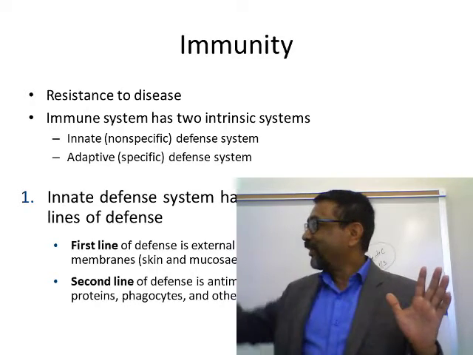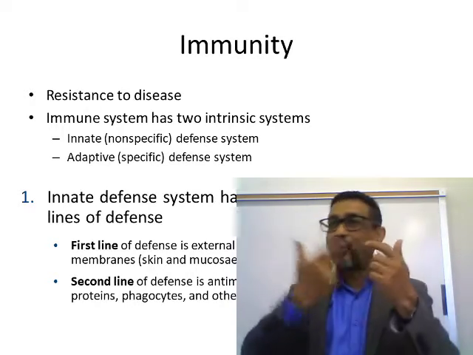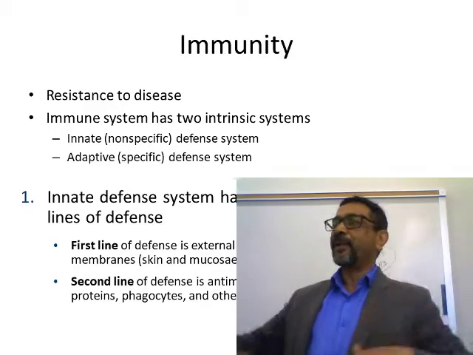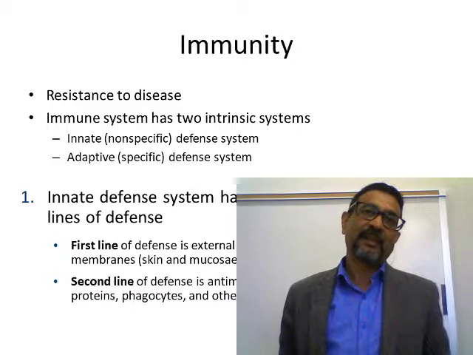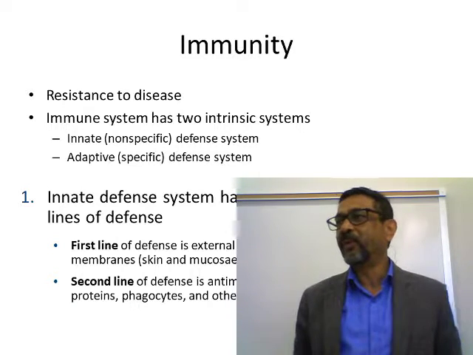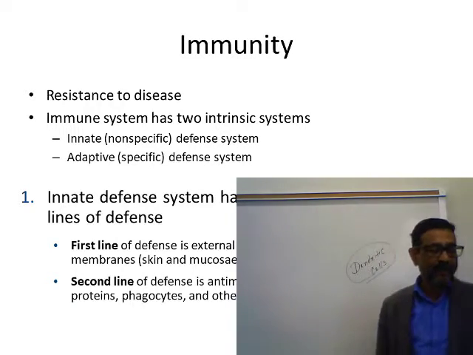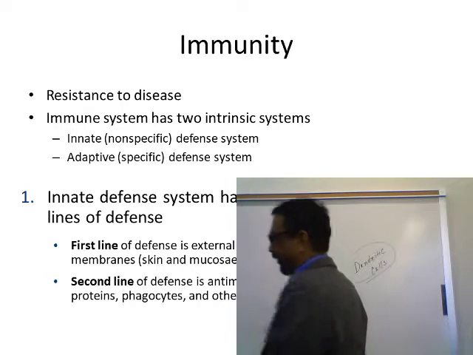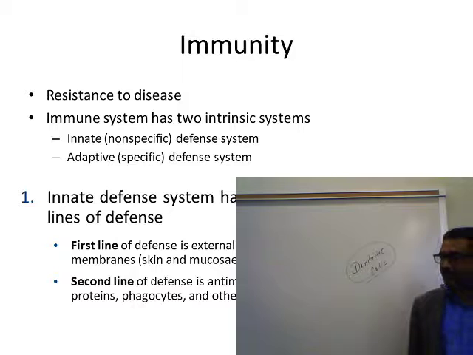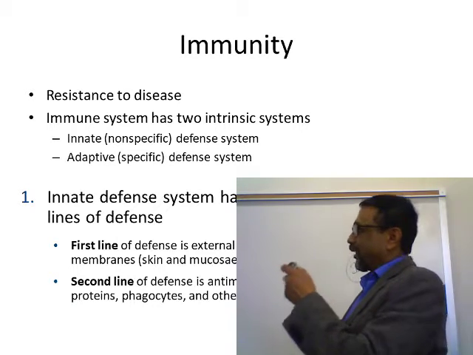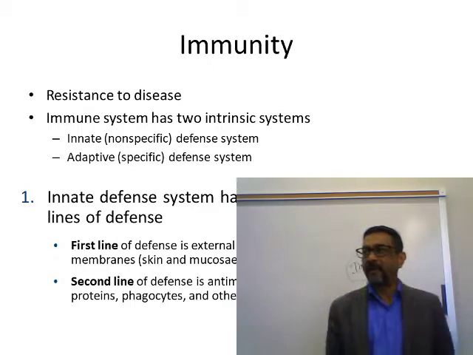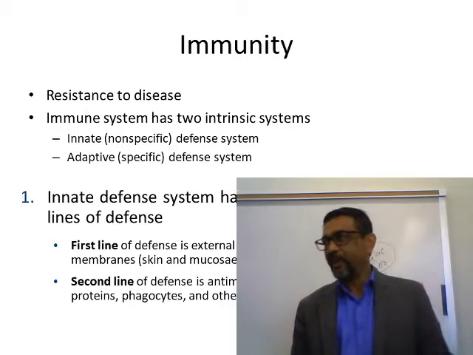innate because you get all these skin, mucous membrane, tissue macrophages, right? Tissue proteins, everybody gets it by birth when our body is formed. So first and second lines are given by innate immunity or defense system. Then third line of defense is given by adaptive or acquired immunity.